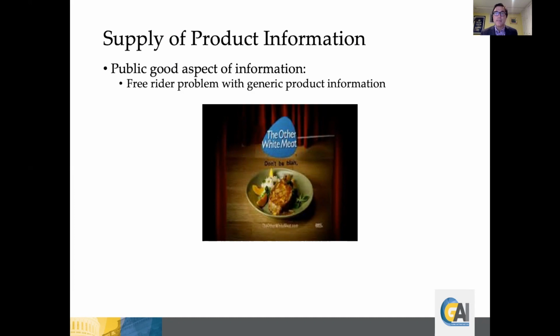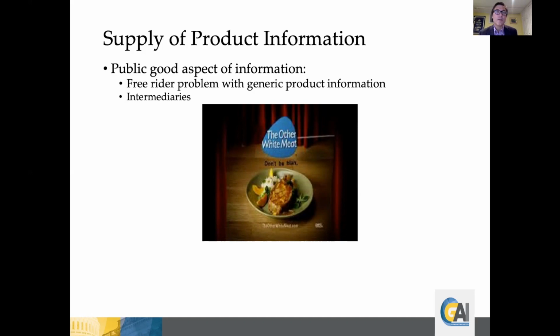So what does this mean? It reduces incentives to provide this information. And in fact, this advertisement was not supplied by an individual pork producer. It was supplied by a pork trade association where they all got together, contributed, and put out this advertisement, knowing that it would benefit everyone.